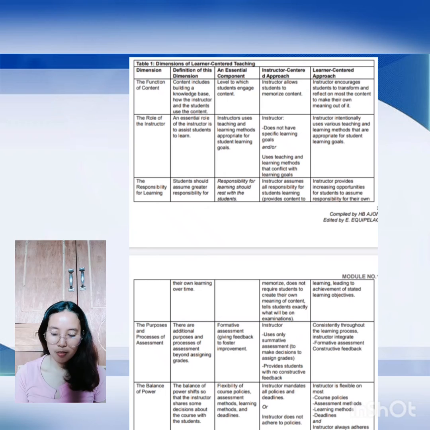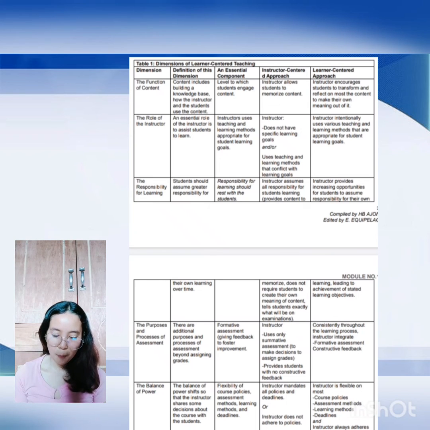The balance of power. Definition of this dimension: the balance of power shifts so that the instructor shares some decisions about the course with the students. An essential component: flexibility of course policies, assessment methods, learning methods, and deadlines.